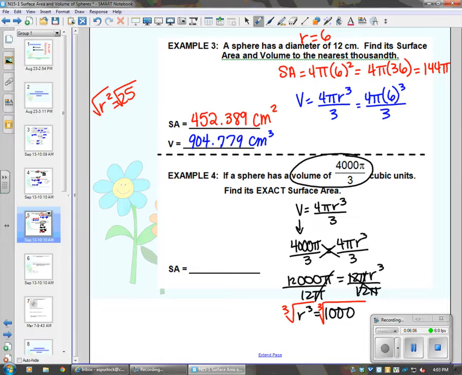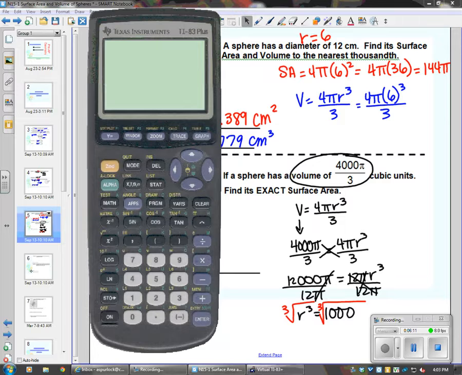Now your calculator will do this for you, so I want you to pull out your calculator real quick. I'm going to pull up mine. There is a math button over to the left of your calculator, the third button down. It says math on the button. Click that button, and the fourth thing down on that menu is the cube root. Hit enter on that and then type in the number you want to take the cube root of. You should get the radius to be just 10. So the calculator will do the cube root for you.